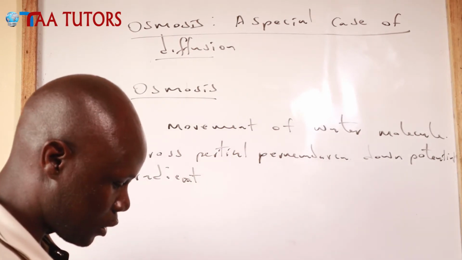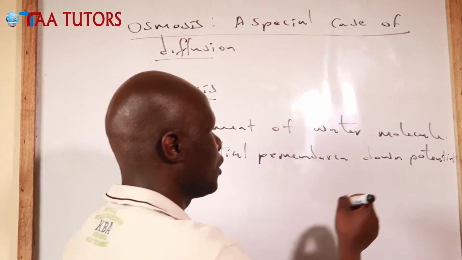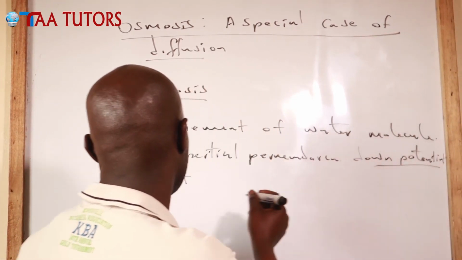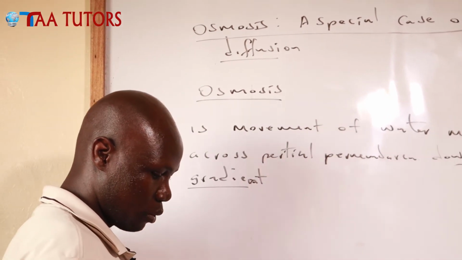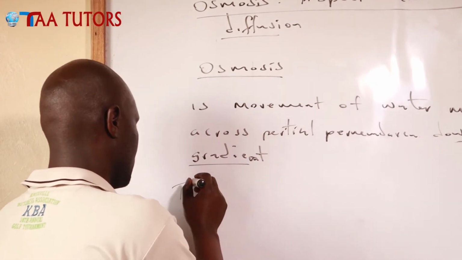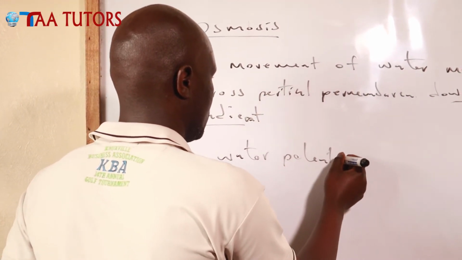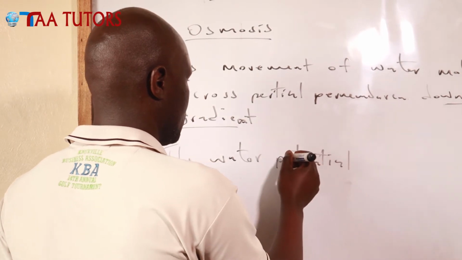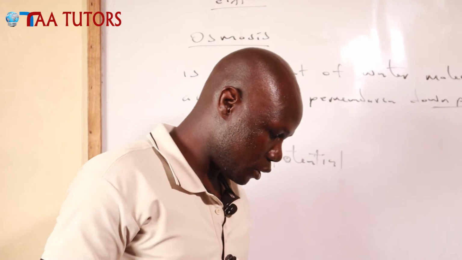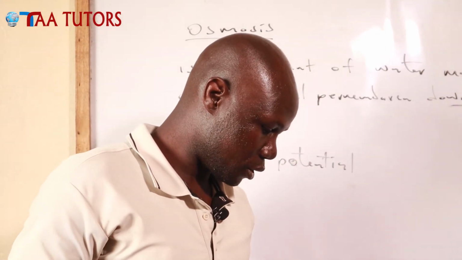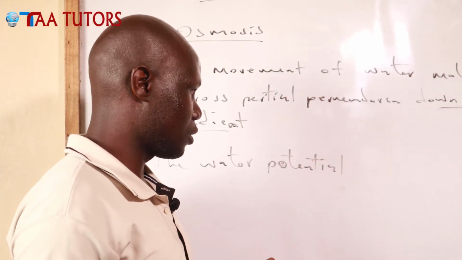osmosis. Now there is this particular word that is coming out here that I want us to understand, a down potential gradient and the water potential area. Now what do we mean when we talk about the water potential? What are we really talking about? Water potential.